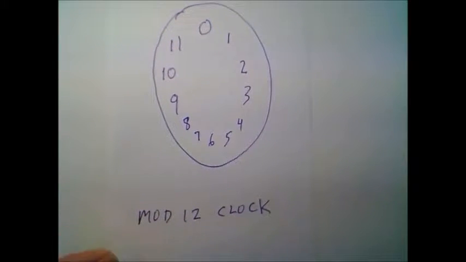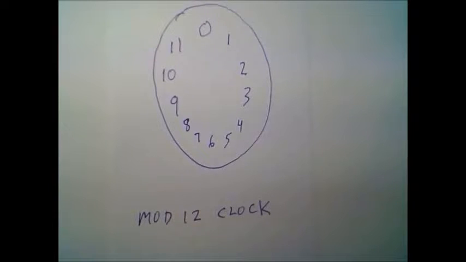So this is how the modular arithmetic clock looks. You use this clock to do your modular arithmetic. 0 represents the place of 12, and you have 12 numbers represented on the clock, and this is mod 12.